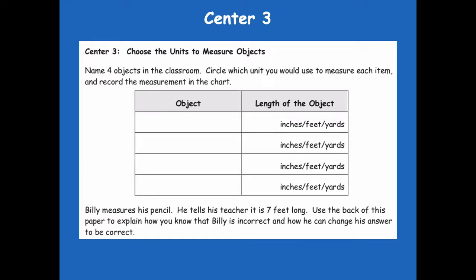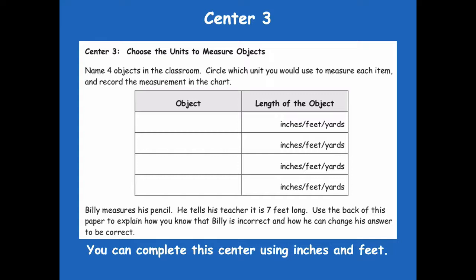Okay, so I would suggest finding objects that you can complete the center with using inches and feet, since you probably don't have a yardstick lying around. And then remember that 1 foot is 12 inches, so that's where that feet comes from. Okay, so you do not have to use yards for this. All right, so that's center 3.